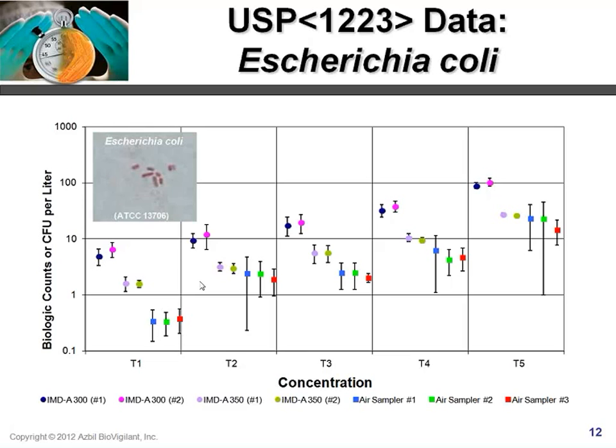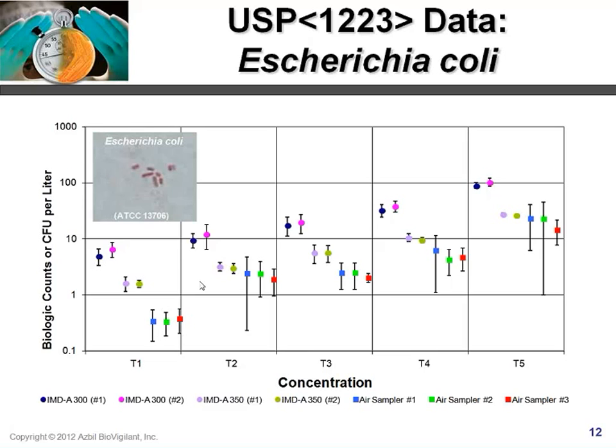So what we can see from this graph, interpreting it, is that both IMDA models and air samplers show increasing detection with increasing concentration. That's what you would expect, and that's akin to a linearity assessment. So you can see that all instruments are performing somewhat linearly. We also see good repeatability between like models. So the IMDA 300 and 350 have good repeatability among each of the 2 versions of each system.